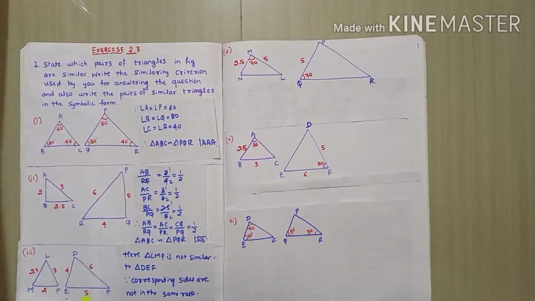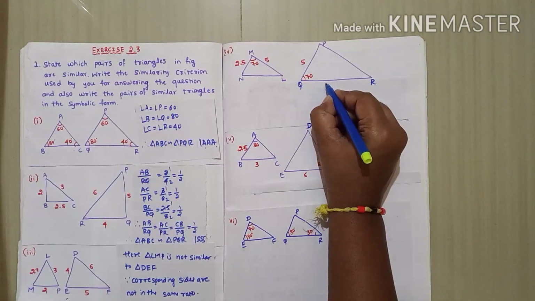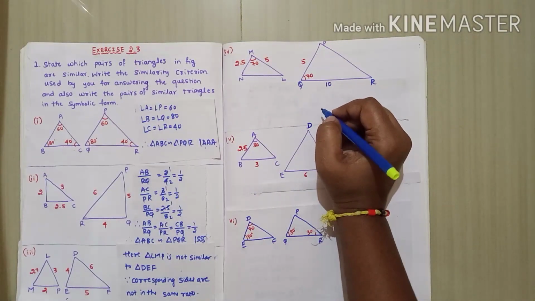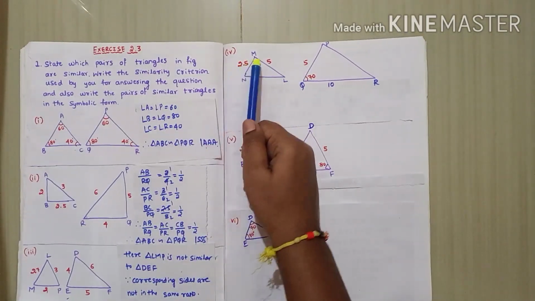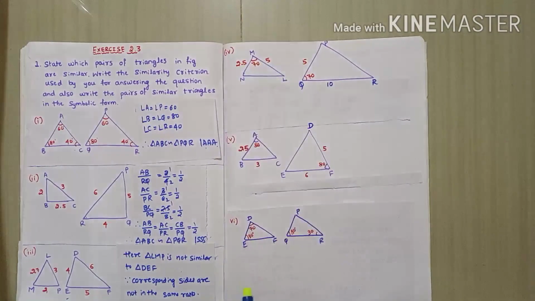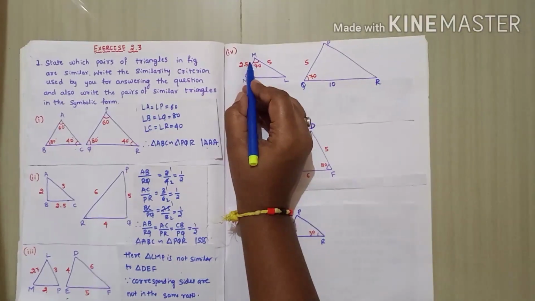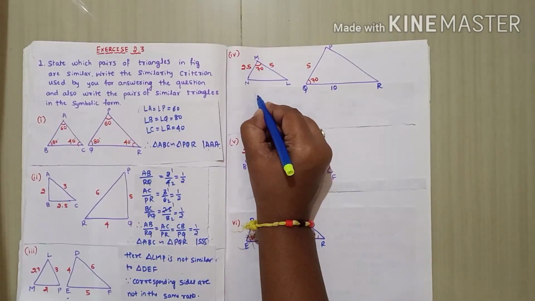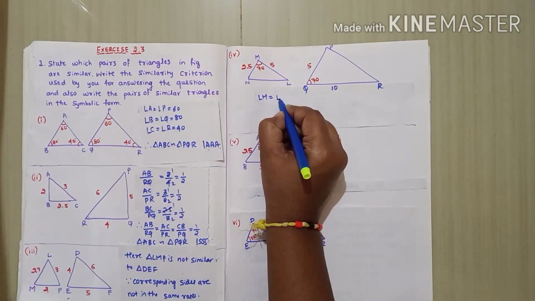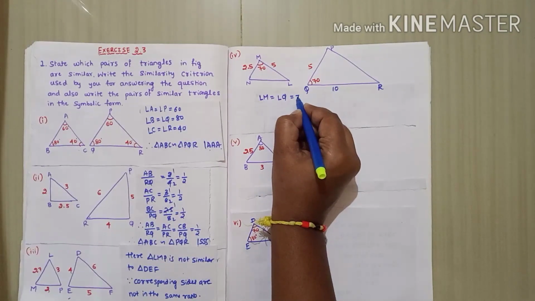Fourth one you observe. Here they have given 10. This one I forgot to write. Now you see they have given one angle and two sides here. If you see one angle and two sides, which criteria will come to mind? Yes, two sides and one angle. Corresponding two sides are proportional and one angle is equal. So which are the two angles? One angle is equal here. Angle M is equal to angle Q, we can write, is equal to 70 degree.